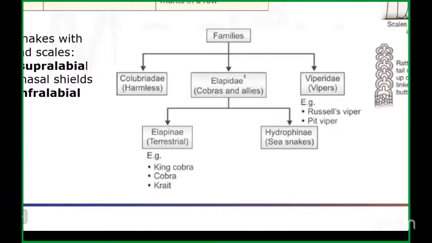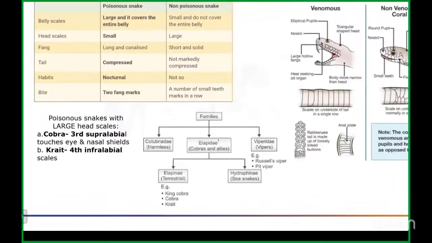Viperidae is more about vipers. Vipers in India, you have Russell's viper, which is very common in the northeastern belt of this country, and pit viper basically. And when you talk of Elapidae, that's cobras. You have either the terrestrial form of cobras or the sea form of cobras. The sea form of cobras is what you call sea snakes, Hydrophiinae. Whereas in the terrestrial form on land, you have the king cobra and the krait. In India, it's mainly the cobra, the krait, and the Russell's viper, which are usually found.